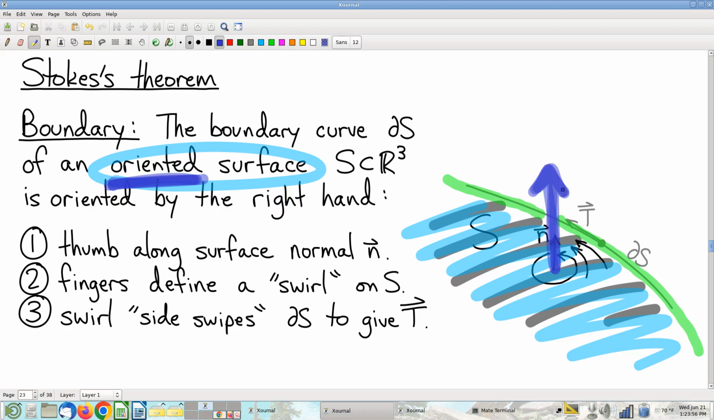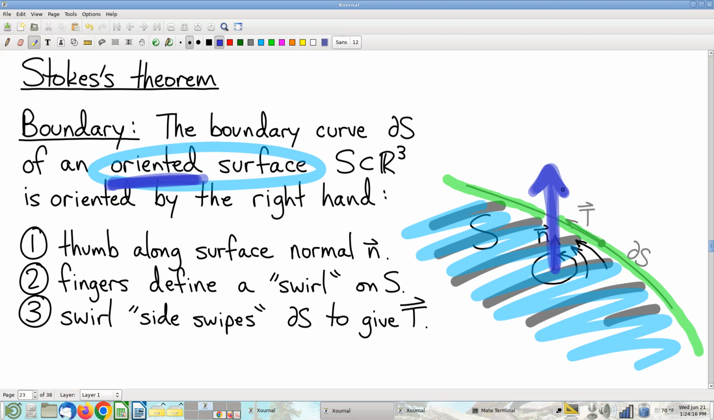If you point your thumb in the direction of that surface orientation, the fingers of your right hand. Very important. It's got to be your right hand. Apologies to the left-handed people. It's got to be your right hand, arbitrary convention. Thumb in the direction of the normal vector.